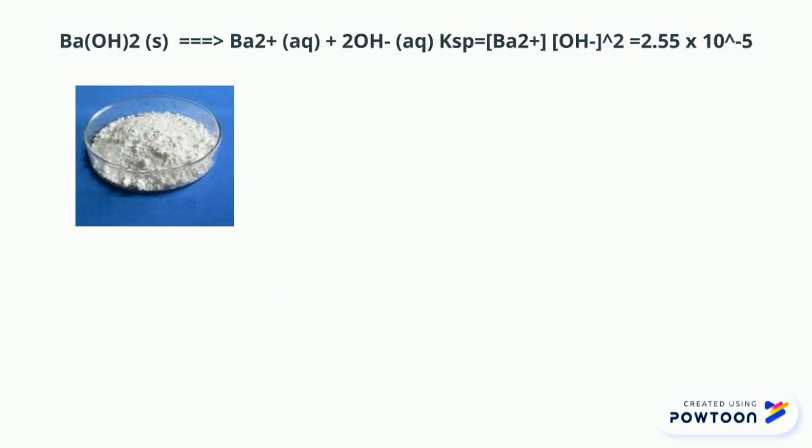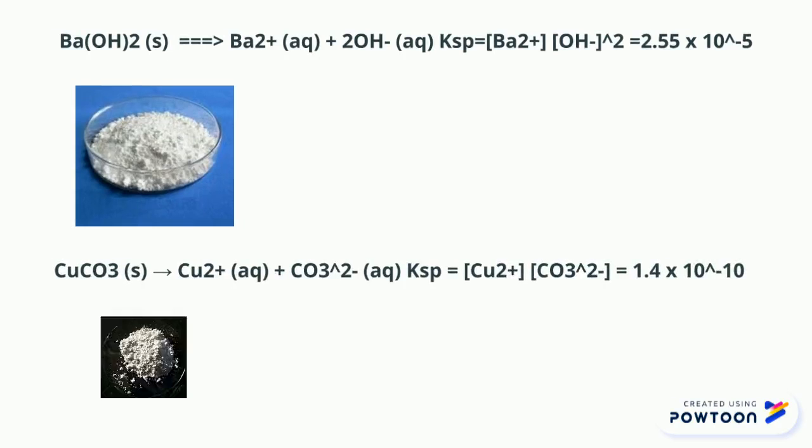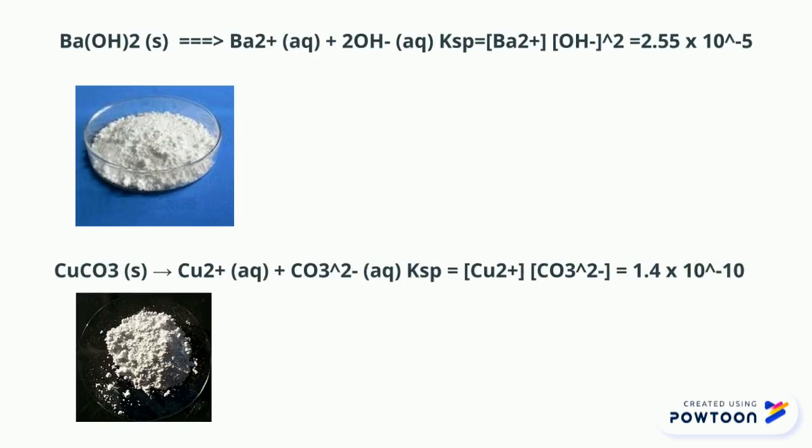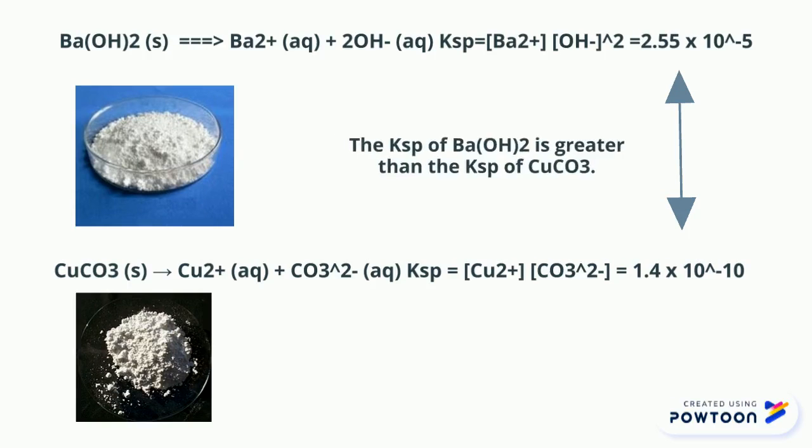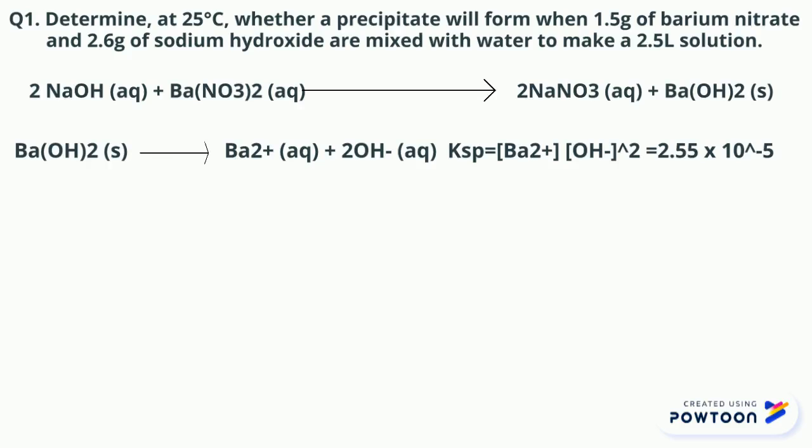For example, let's take a look at barium hydroxide, which is a slightly soluble salt, and calcium carbonate, which is even less soluble. This is because of their Ksp values. The equilibrium of calcium carbonate lies further to the left, hence it is less soluble. The equilibrium expressions for both include only the ions. Now we will predict a precipitate.